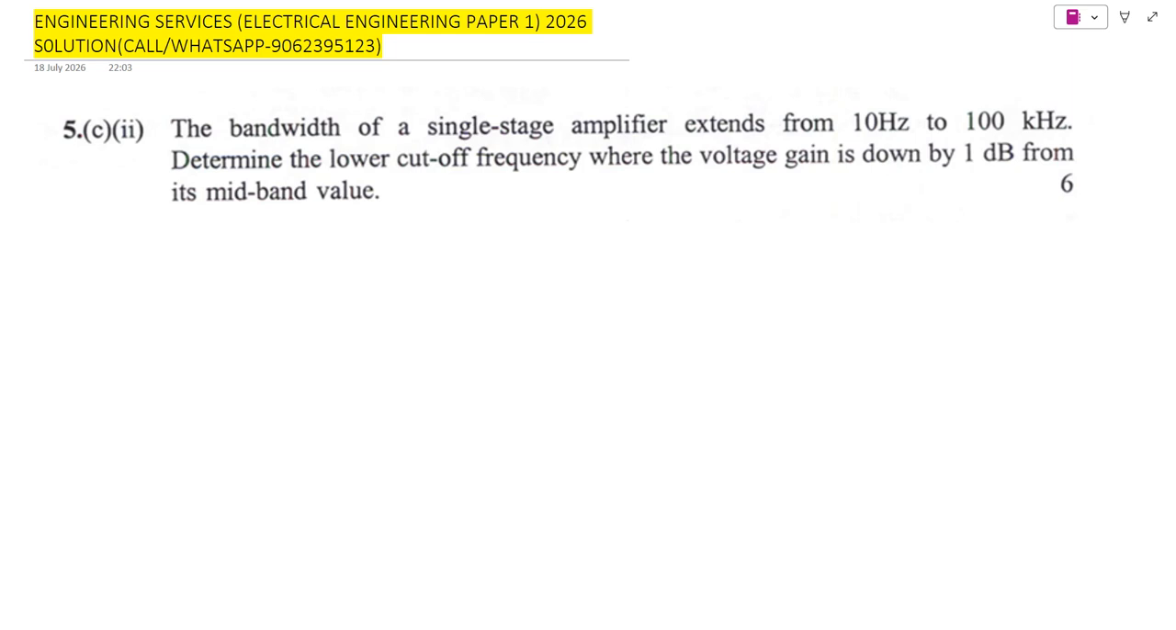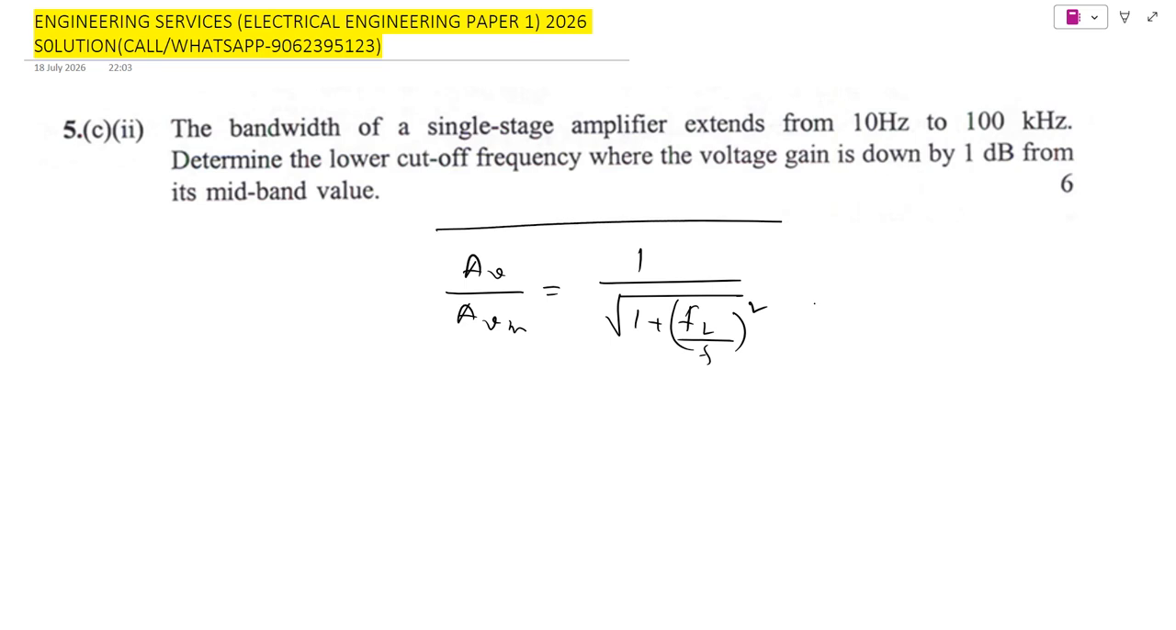For a single stage RC coupled amplifier, the voltage gain near the lower cutoff frequency is given by the formula where AV is the gain at frequency f, AVM is the mid-band gain, and FL is the lower 3 dB cutoff frequency. And this formula is extremely important, so remember that.